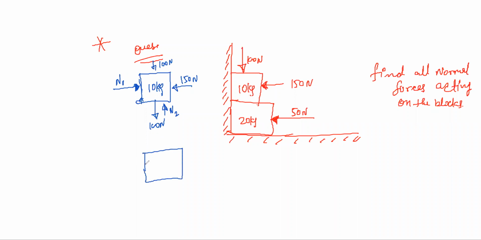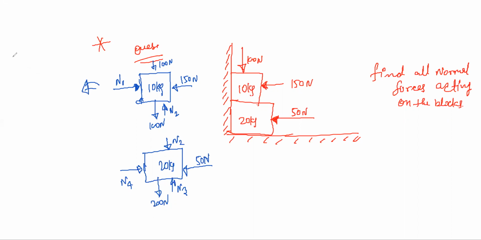And now the free body diagram of the 20 kg. This is 200 Newton. This normal is N3, let's say. This is, let's say, N4. And this will be N2. Now this is 50 Newton. Is this okay? So if you analyze this one.